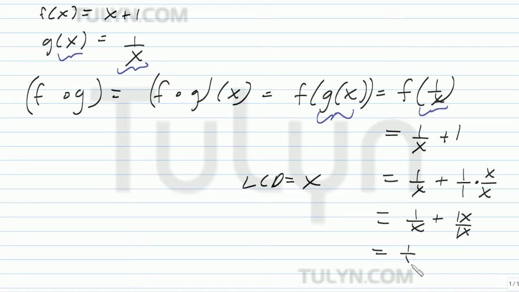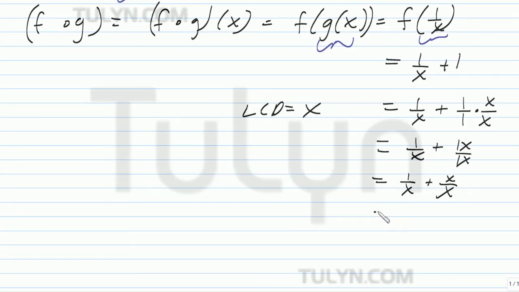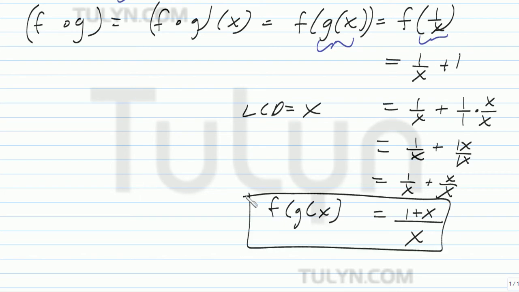So the 1 over x plus x over x, because you don't have to write the 1, it's understood. Add your numerators, 1 plus x, and keep your denominators when you're adding fractions. 1 plus x over x. So f of g of x is going to be 1 plus x over x.